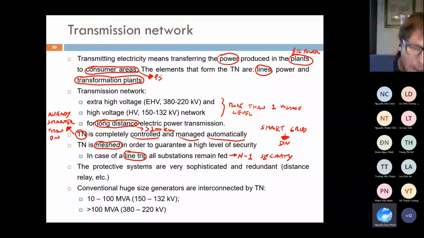Even the protective system is very sophisticated and redundant, okay? So we have very special protective systems, and the protective systems are redundant, etc. So basically, the transmission networks, as they are now, are already smart, okay? So you have to keep this in mind.